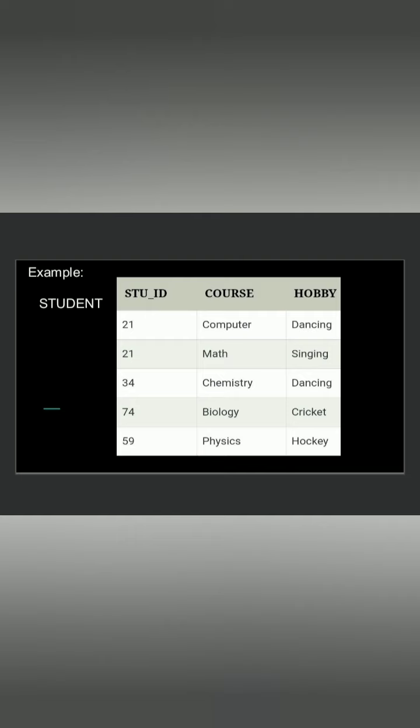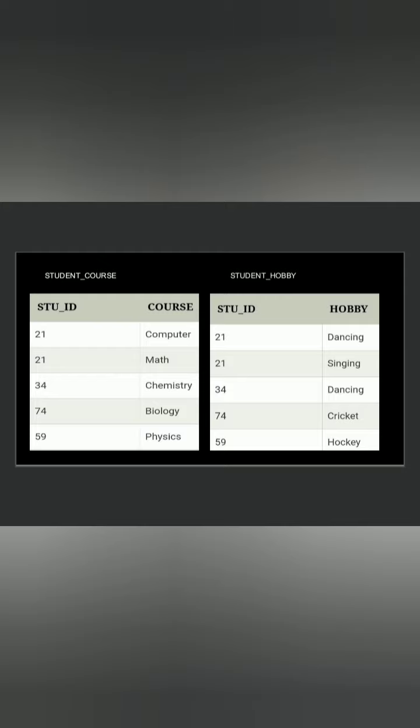Student. We have student ID, course and hobby. The given student table is in 3NF, but the course and hobby are two independent entities. Hence, there is no relationship between course and hobby. The student with student ID 21 contains two courses, computer and mathematics, and two hobbies, dancing and singing. So there is a multivalued dependency on student ID, which leads to unnecessary repetition of data.